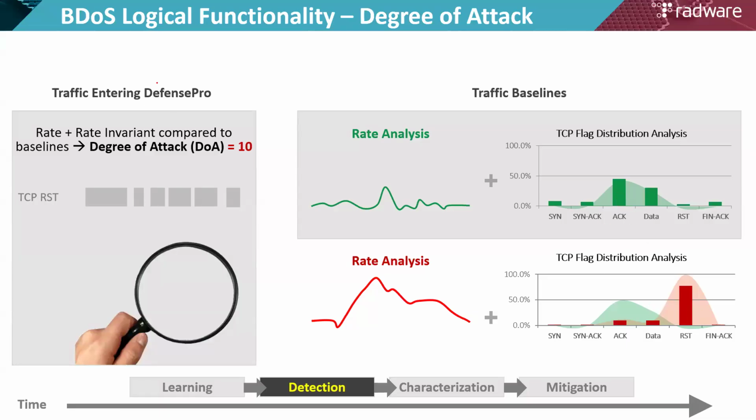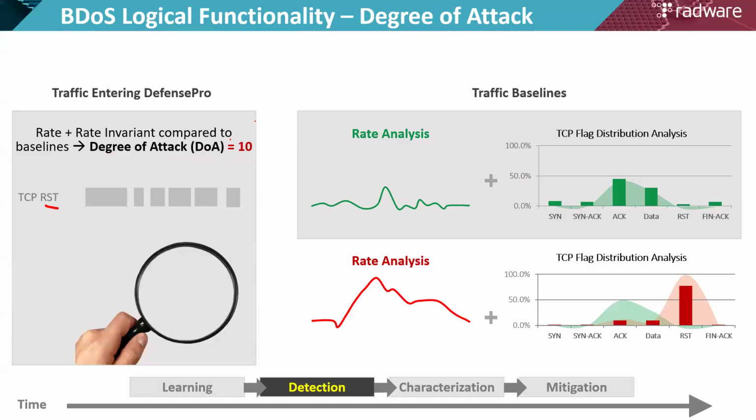Now if both of them are deviating, then the degree of attack would be high. Degree of attack is a parameter which will let you know whether there is an attack detected or not. If the degree of attack is high, then there is certainly an attack detected. In this case, it is a TCP reset kind of attack which is happening.